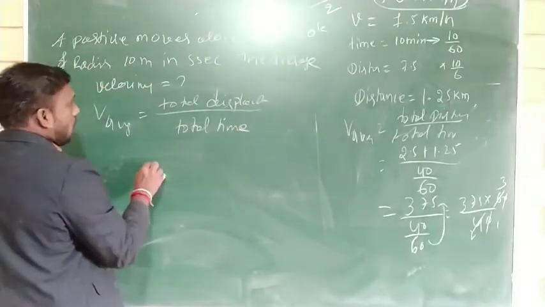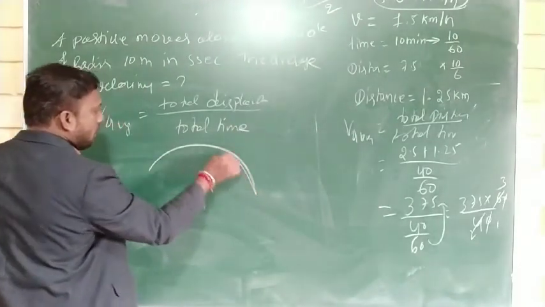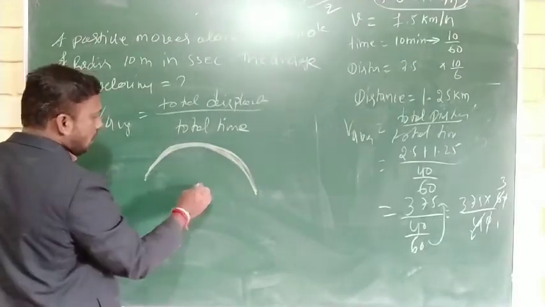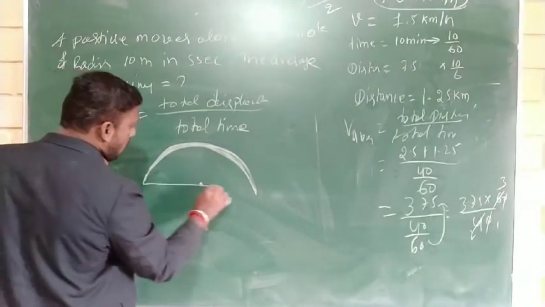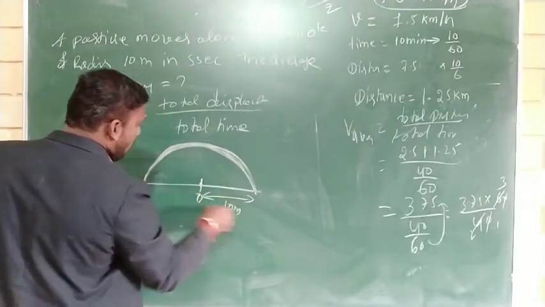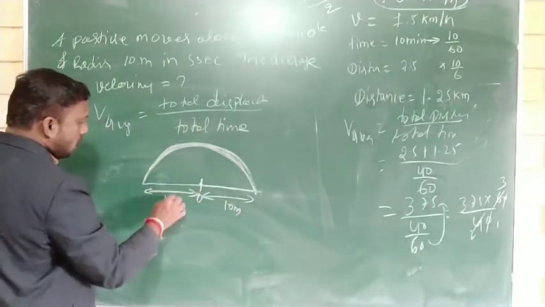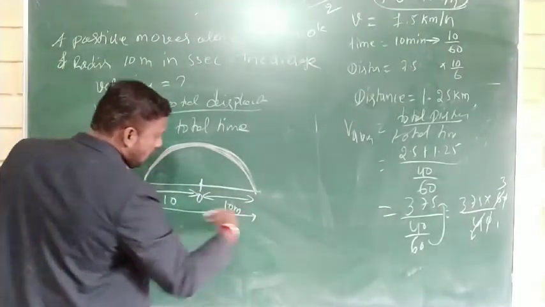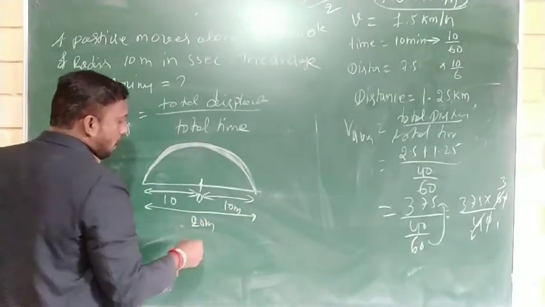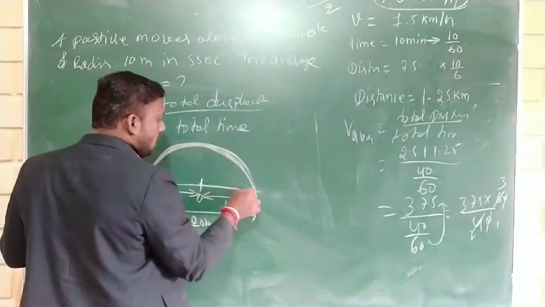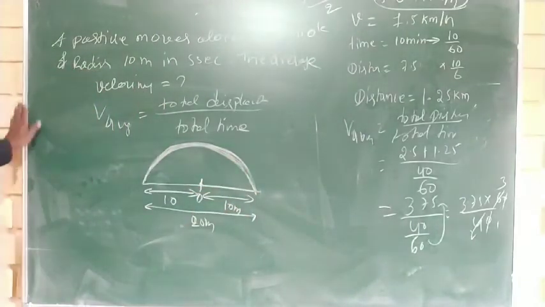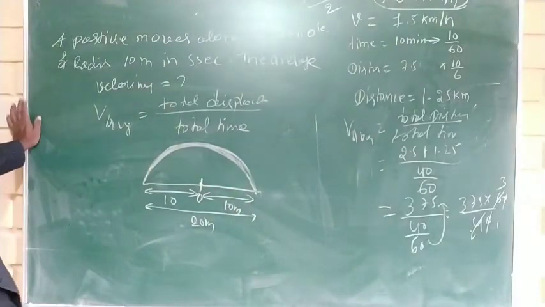A particle moves along a semicircle. This is the semicircle. The radius of the semicircle, from this point to this point, is 10 meter, and from this point the radius is 10 meter. Total diameter is equal to 20 meter, and the particle takes 5 seconds to travel a semicircular path of radius 10 meter.